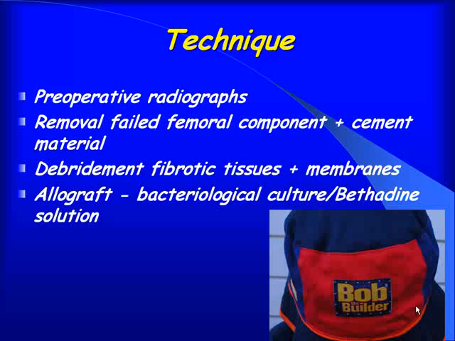Now, regarding the technique, the preoperative radiographs were inspected, and according to findings, revision instruments, implants, and allografts were prepared. The first stage of the operation included removal of the failed femoral component, cement material if present, and debridement of all fibrotic tissues and membranes. At this stage, the allograft is brought into the operating room and samples are taken for bacteriological culture, and then the allograft is immersed in betadine solution.